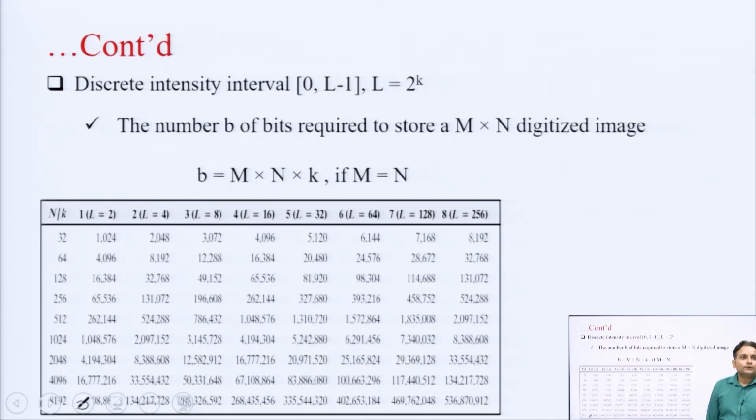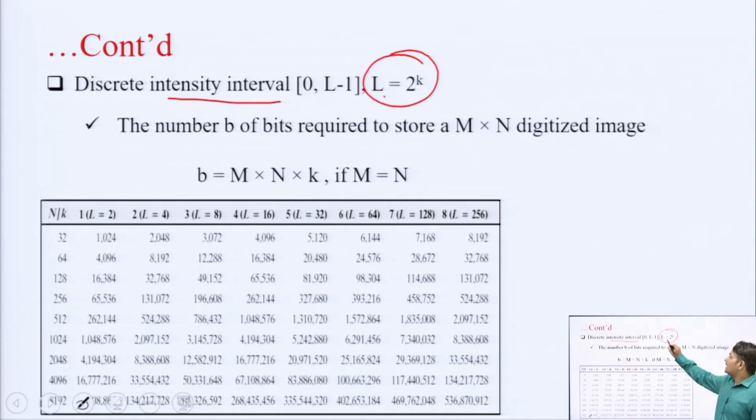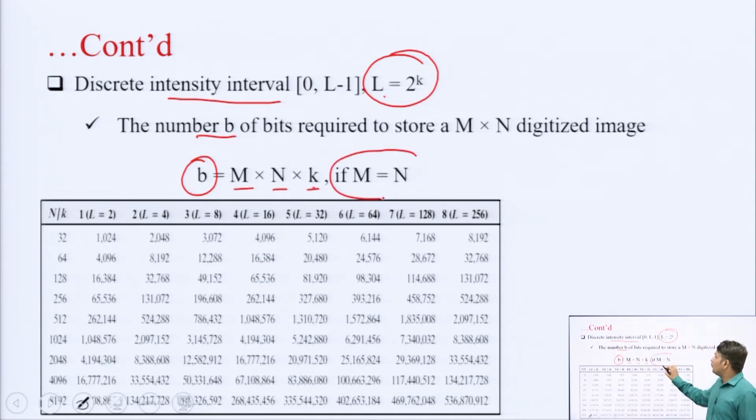Now if we talk about the levels of these images, the level can be defined in this form, and you have to use the intensity interval from 0 to L minus 1, where L is nothing but 2 raised to the power k, where k is the number of bits for the levels you are observing. So, the total size of that image, the number of bits, you can identify as m cross n cross k. If m is equal to n, or you are taking a square image, then the entire table you can observe here.